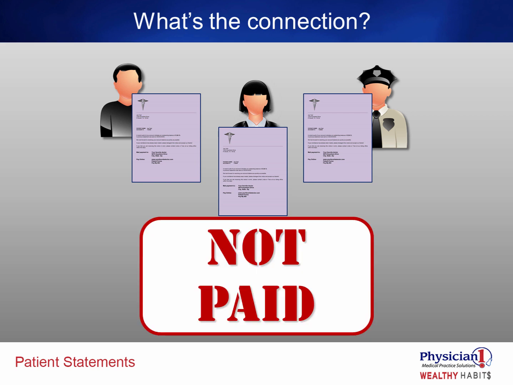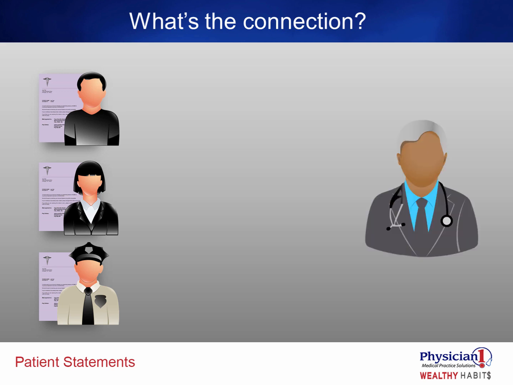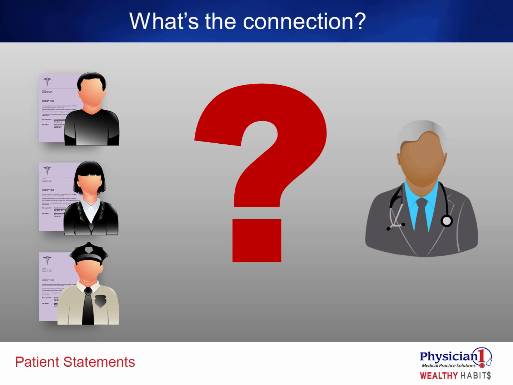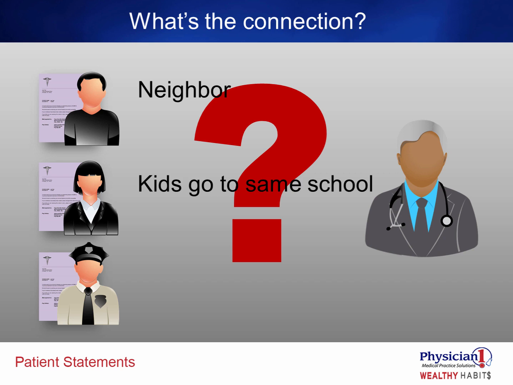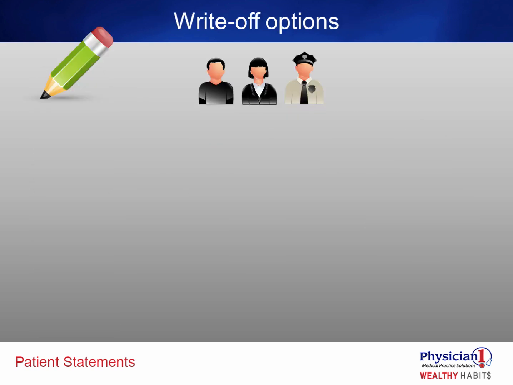All unpaid balances need to be given to you, the physician, to decide what action to take. The staff may not know your connection with the patient. Is it your neighbor? Do your kids go to school together? Maybe you told the patient you wouldn't charge them, but you forgot to tell the staff. Upon review, you basically have 3 choices.